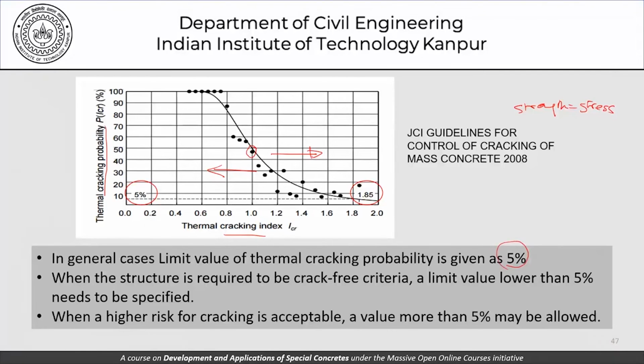So we try to prescribe a thermal cracking index such that we want to control the probability of thermal cracking. Most of the time we try to take a value of 5%. In certain cases, if we want the crack-free criteria to be more stringent, we can work with a value which is lower than that, in which case we are going towards a higher TCI. But sometimes we may say that we are happy with something which is having some cracks here and there. We can work with a value which is more than 5%, in which case we are happier with a TCI value which is, let's say, 1.4 or 1.2, even though the probability of cracking increases.